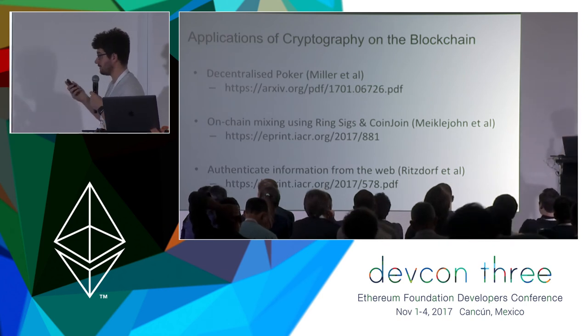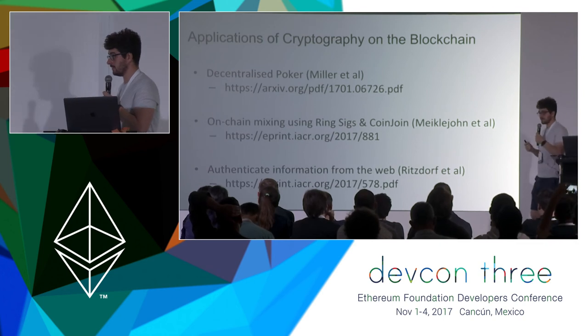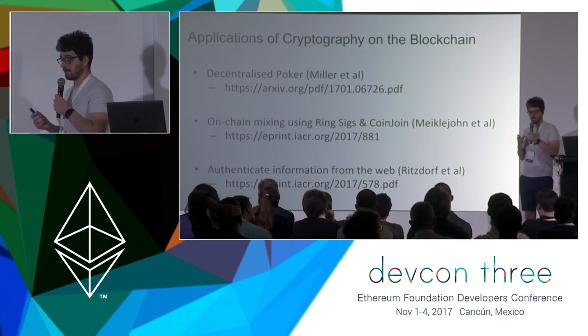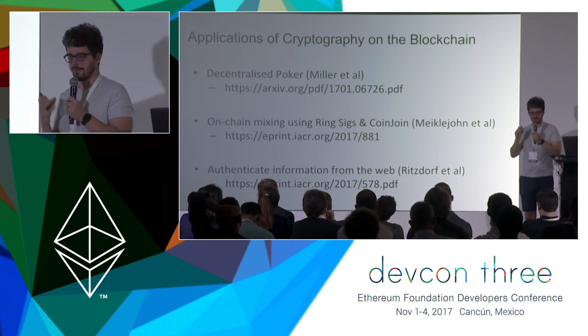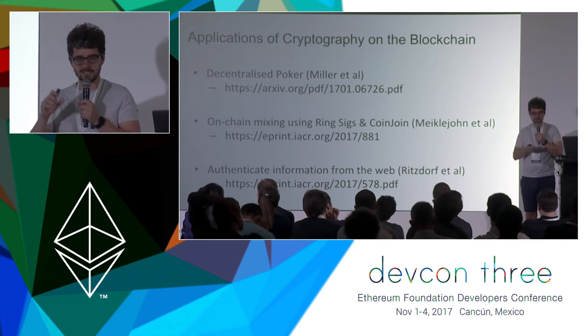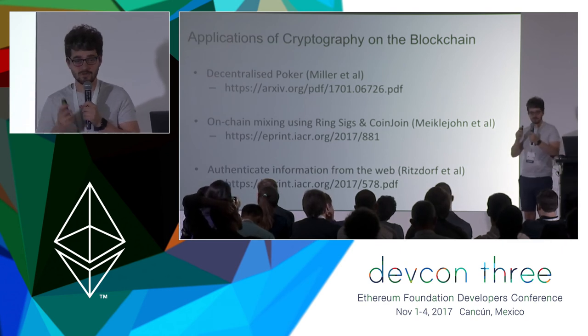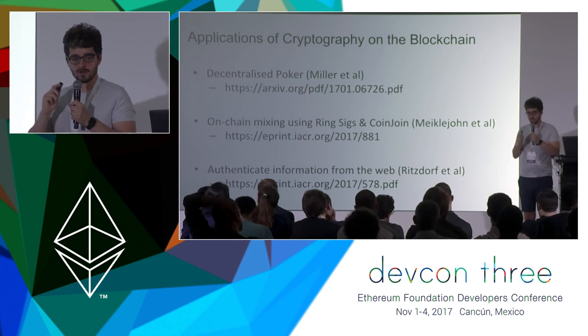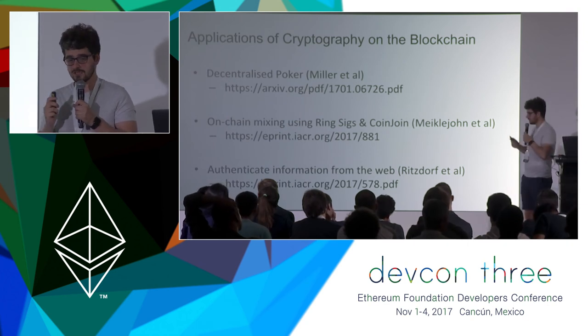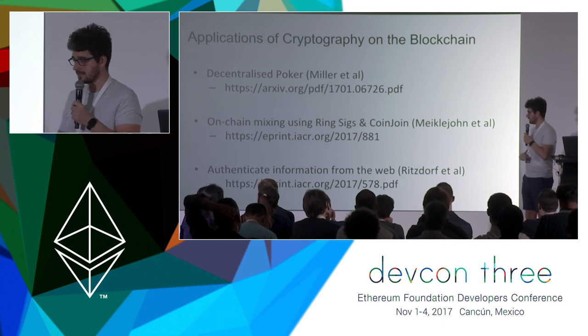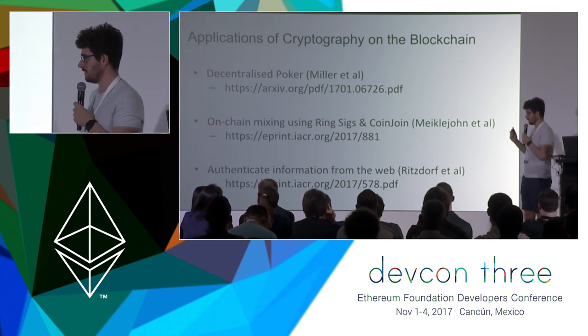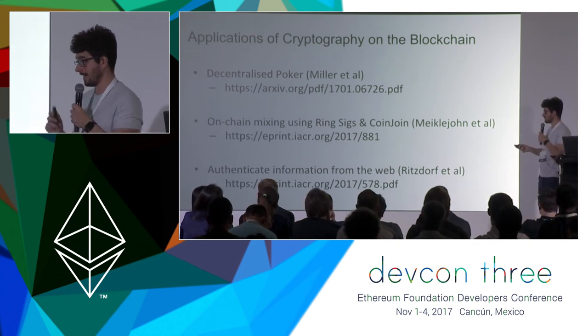The second one is by Sarah Meiklejohn, who works with me at UCL. They have a scheme which is a bit similar to CoinJoin. Everyone can deposit coins into a central smart contract, and then using ring signatures, they can withdraw their coins back from the contract in such a way that they're hiding in a group. That's to achieve some type of financial privacy. It's actually really cool, so I highly recommend reading that one.